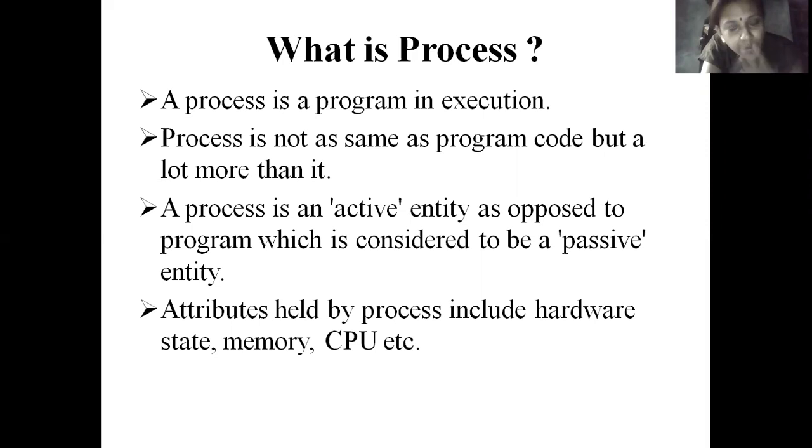Clear? So our computer can run many processes at the same time. That means we are running many programs on our computer. A process is not the same as the program code, but a lot more than that. You need to maintain so many things while running a process. That means a program in execution becomes a process. Attributes held by the process include hardware state, memory, CPU, meaning the things it needs to run.